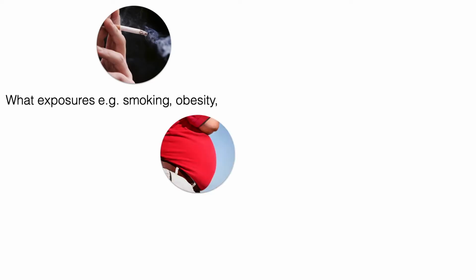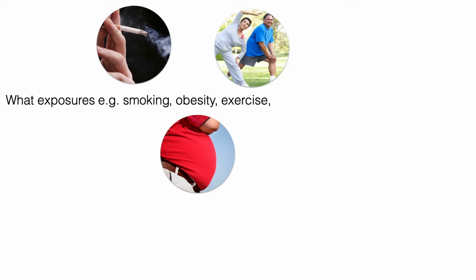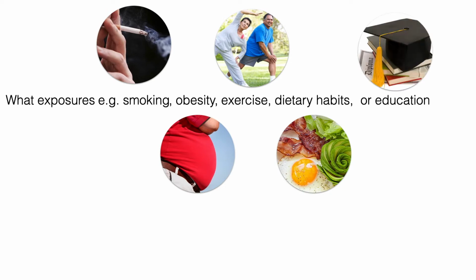Longitudinal studies often address questions about exposures. So for example, let me take a step back. The exposure is determined by the researchers. What are they interested in looking at? So perhaps that is smoking, or obesity, or physical activity or exercise, some aspect thereof. It could be dietary habits. It could be education. We're looking to see if these are mathematically associated with specific outcomes.